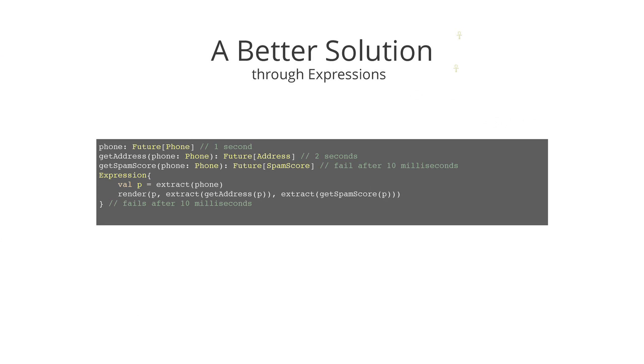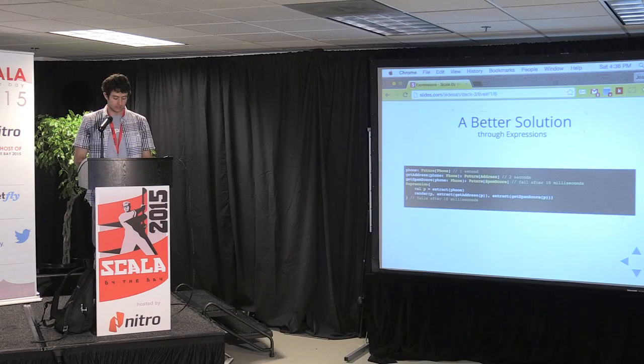So a better solution, I think, is through expressions, the library that I wrote. Within an expression block, you can extract things that are in an abstraction or like a monad. So here we're extracting phone. We put that in P. And now we render P, we render extract of get address P, extract of get spam score P. And now this fails after 10 milliseconds. So it's pretty concise. It does what you want.